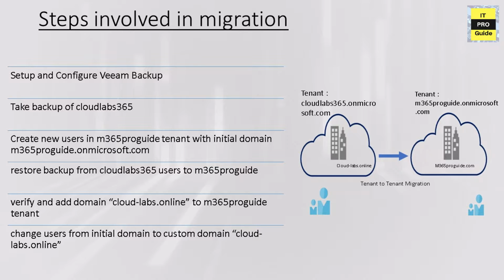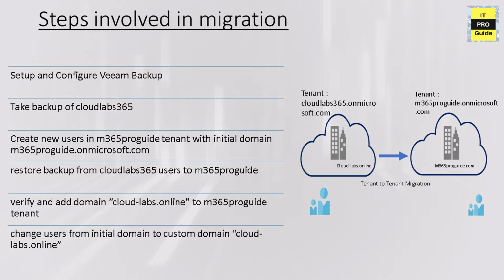Now following are the steps involved in this tenant to tenant migration. We're going to use a backup and restore mechanism to migrate the data of each user. First we set up the Veeam Backup application, then we take a backup from the source tenant, that is CloudLabs365. Then we create new users in the target tenant with the initial domain name, that is m365proguide.onmicrosoft.com. Then we restore the backup that we took from the source tenant, CloudLabs365, to m365proguide, our target tenant.